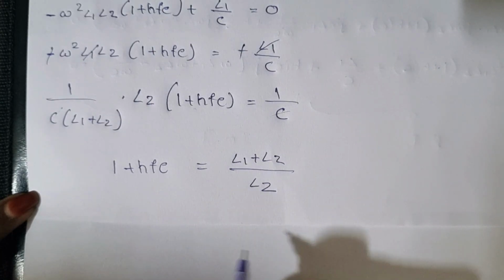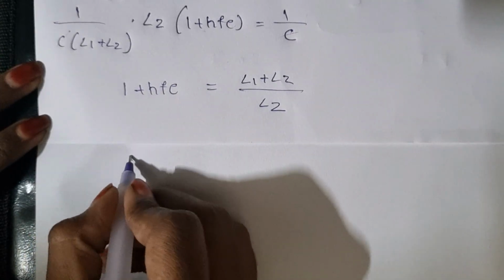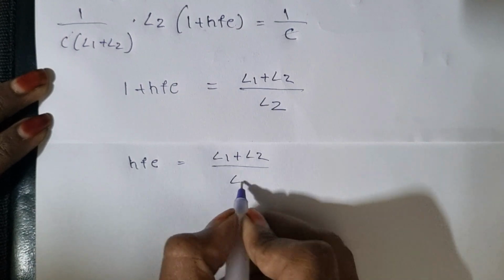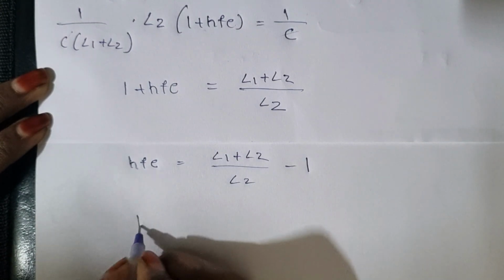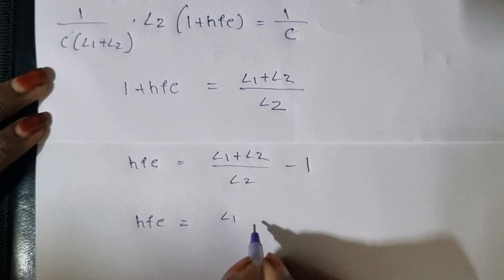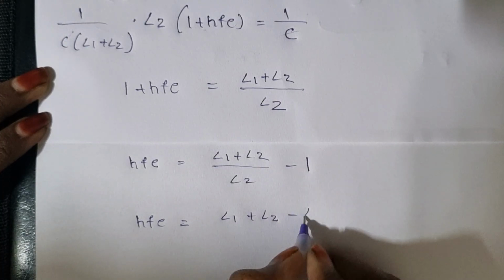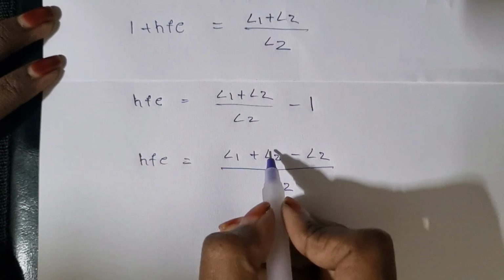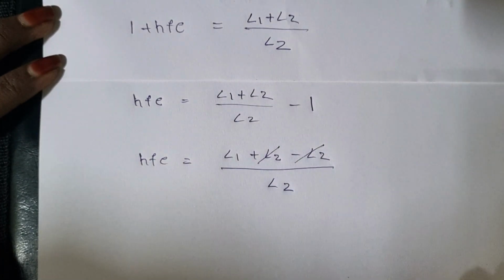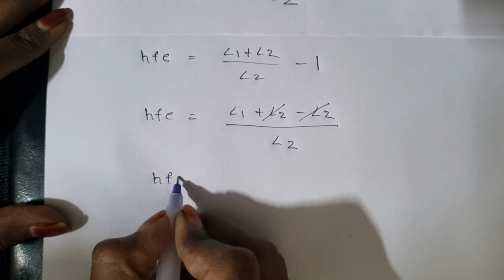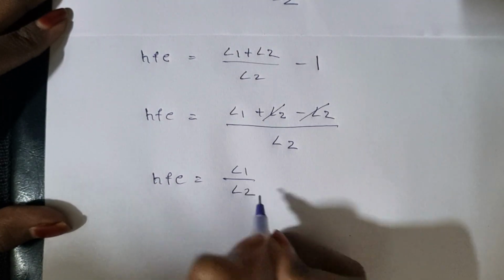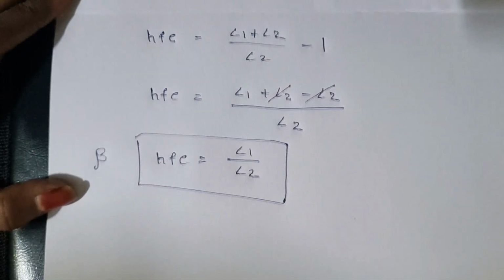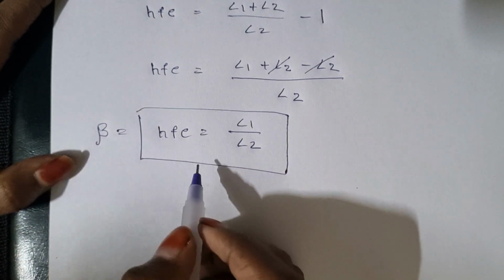Now we send this 1 also to the right hand side. We get HFE equals (L1 plus L2) by L2 minus 1. So HFE equals (L1 plus L2 minus L2) by L2. So here plus L2 minus L2 gets cancelled, so the remaining is HFE equals L1 by L2. This is the beta value, which is the voltage feedback ratio.